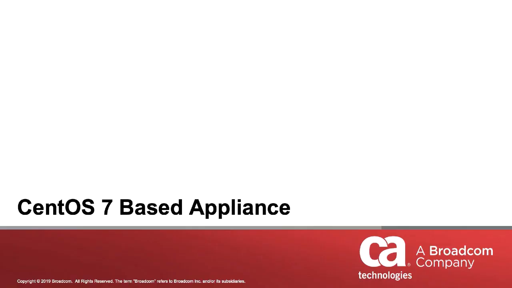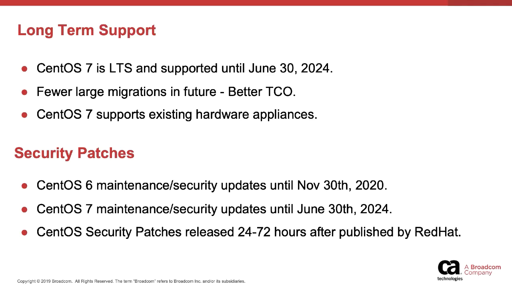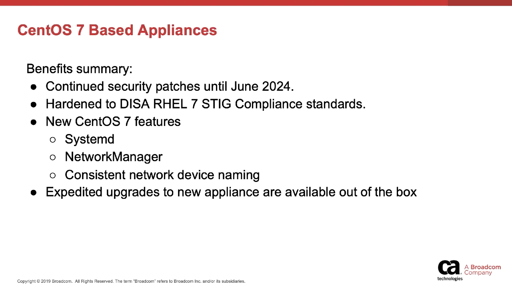RHEL and CentOS 6 is scheduled to come to its end of life at the end of 2020, giving version 10 of the CA API Gateway a prime opportunity to embrace CentOS 7 and its operational and security benefits. At general availability, all Gateway 10 OVA images will come shipped with CentOS 7.